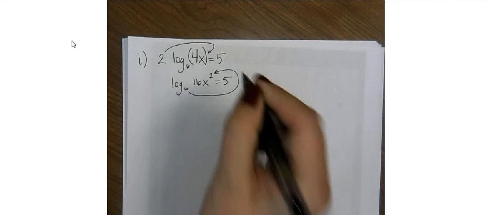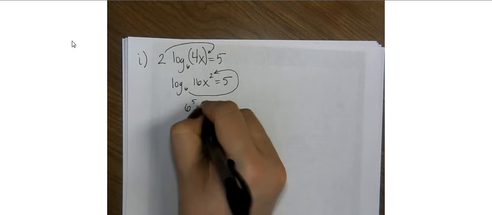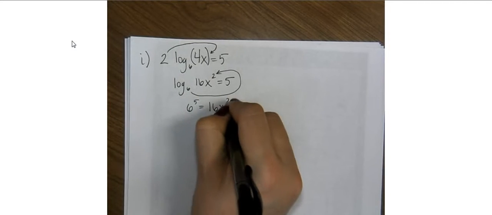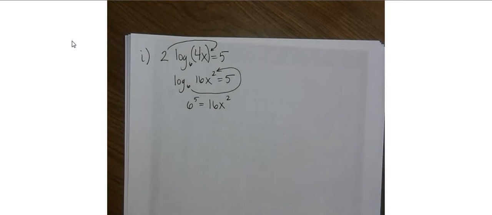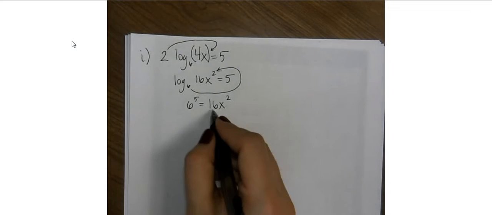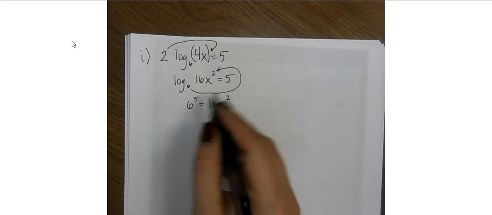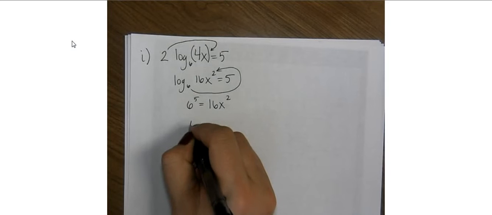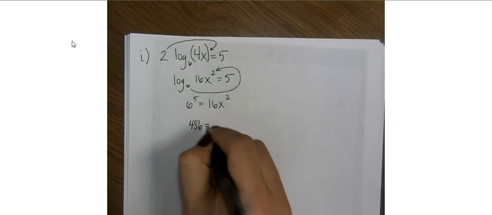All right, so then the next thing that you want to do is you want to convert it. You're going to have to convert it to exponential form. So to do that, you're going to have 6 to the 5th equals 16x squared. Then you want to divide by 16. So 6 to the 5th divided by 16 gives us 486. And then you have to take the square root.